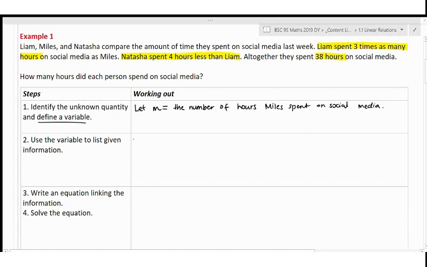Okay. Step 2. Use the variable to list given information. Okay, so we've got these 3 people, Liam, Miles, and Natasha. Miles is easy, he spent M hours on social media. Yeah. Liam spent, let's see, we highlighted that. Liam spent 3 times as many hours on social media as Miles. So if Miles spent M hours, then Liam spent 3 times that, 3M. The last one, Natasha spent 4 hours less than Liam. So if Liam spent 3M hours, then Natasha spent 3M minus 4.